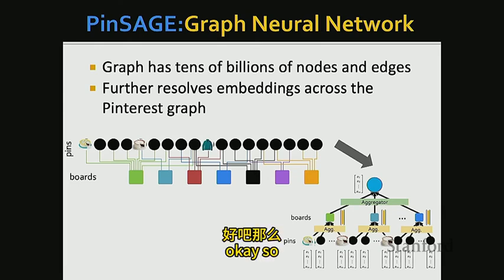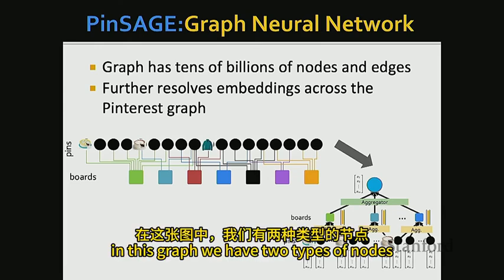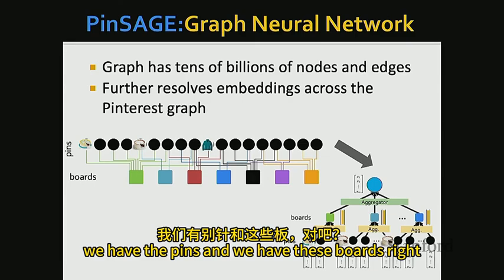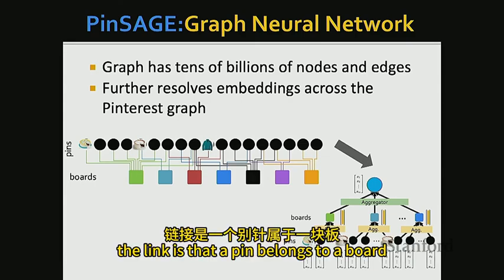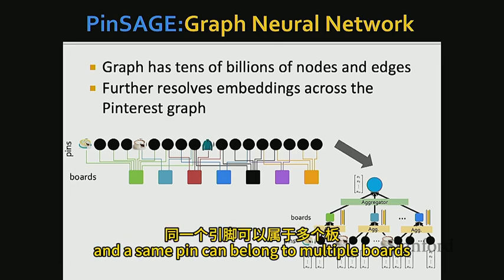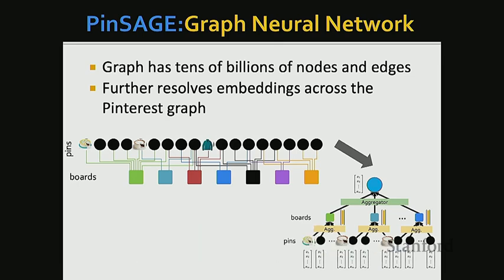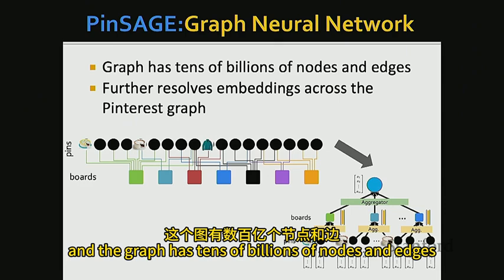Okay? So in this graph, we have two types of nodes. We have the pins and we have these boards, right? And the link is that a pin belongs to a board, and the same pin can belong to multiple boards. And the graph has tens of billions of nodes and edges.